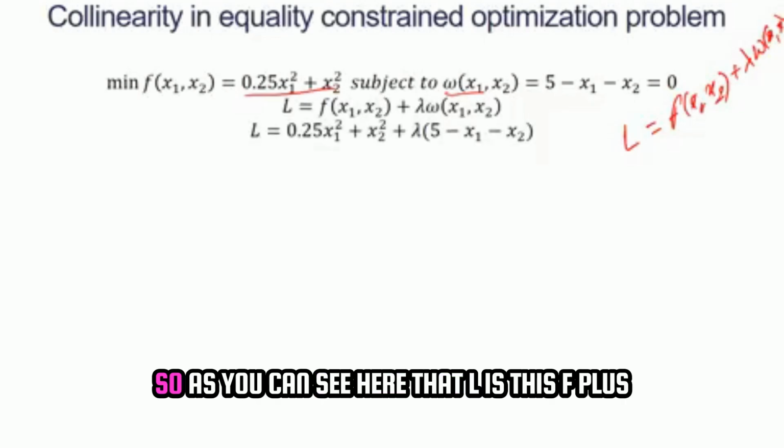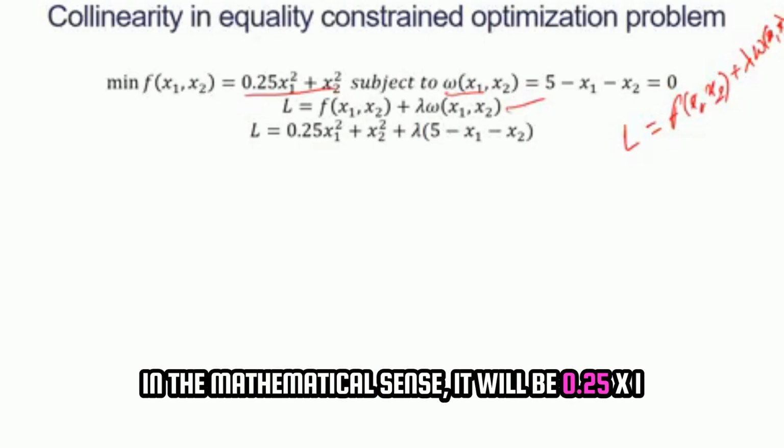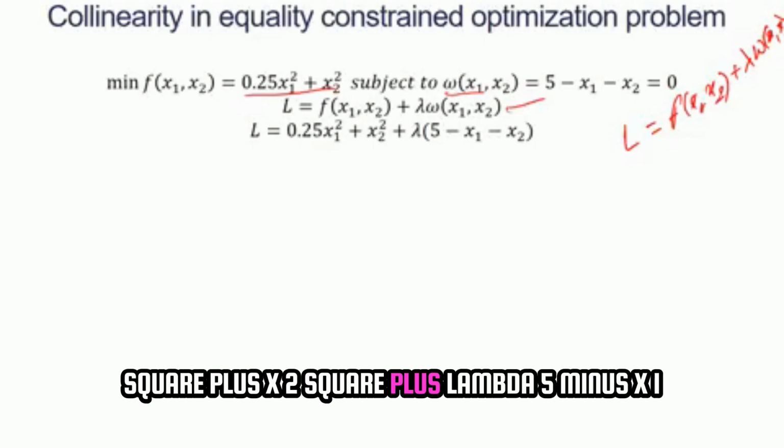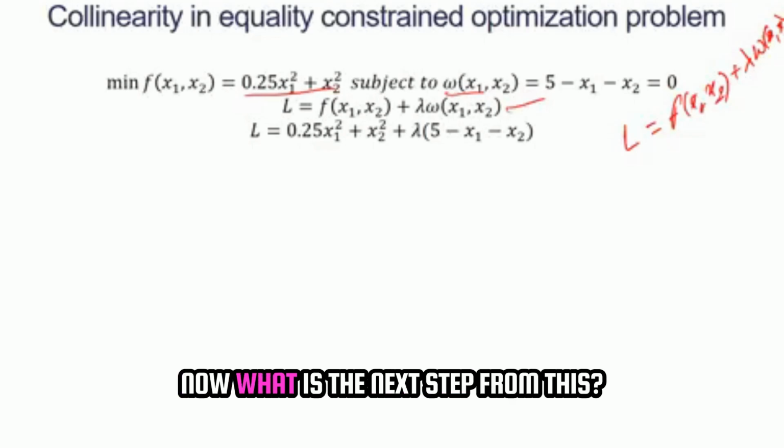Good. So as you can see here, L is f plus lambda omega(x1, x2), and then L, if you write it in the mathematical sense, will be 0.25 x1 square plus x2 square plus lambda (5 minus x1 minus x2). Right. Now what is the next step from this?